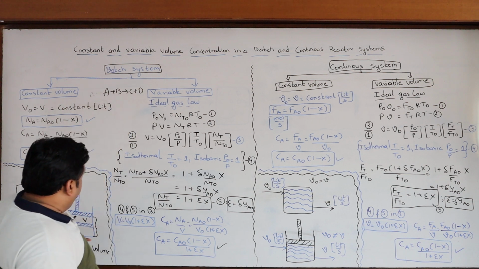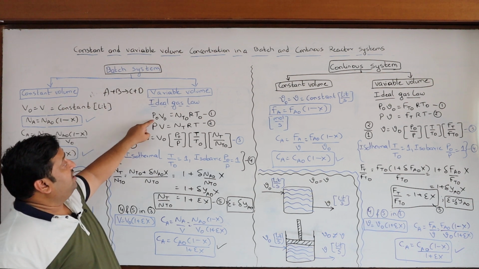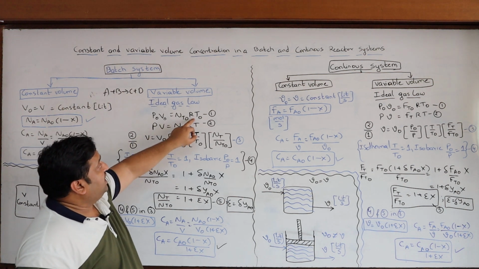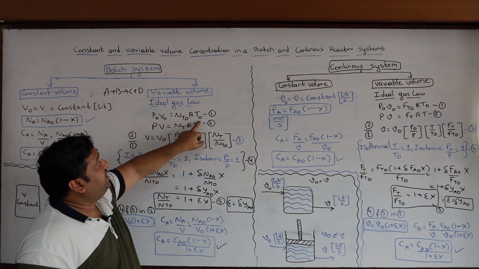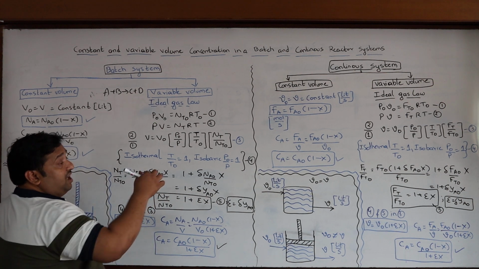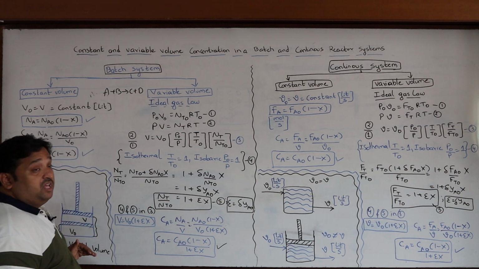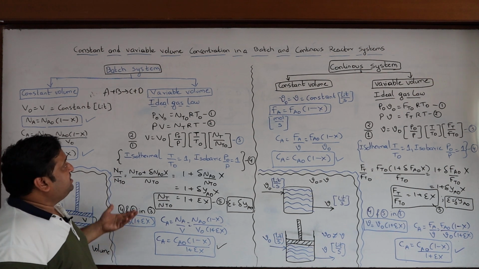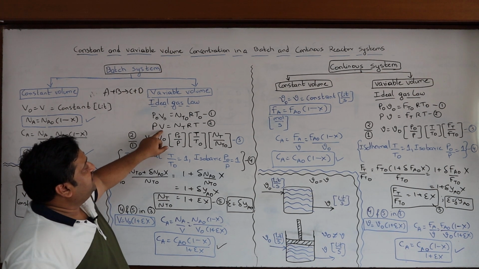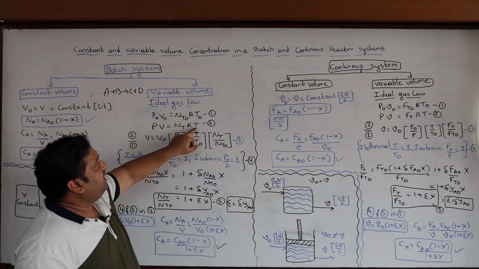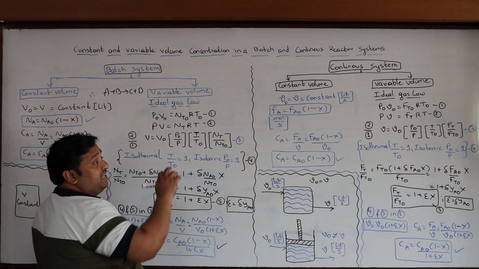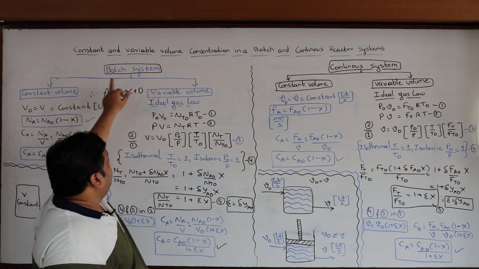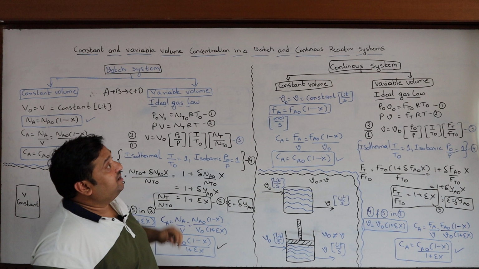Before the reaction, this is my pressure, this is my volume, this is the total moles of A, B, C, D, and R is the universal gas constant, T is the initial temperature. After the reaction, because the volume changes and temperature changes, pressure changes, everything changes, then PV is equal to NRT. This is P final, final volume, final total moles of A, B, C, D, R, and final temperature.